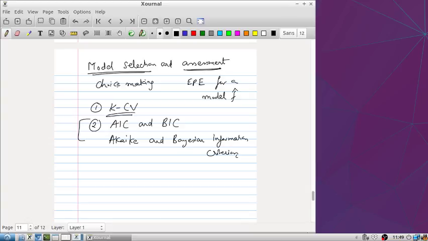K-fold cross validation thinks of creating these validation sets. Don't use your whole training data; make it into folds, keep a fold apart, train only on the other folds, and evaluate on the held out fold. Some notion of validation is there. AIC and BIC based methods don't think of separate validation data at all. You've been given training data, just fit a model.